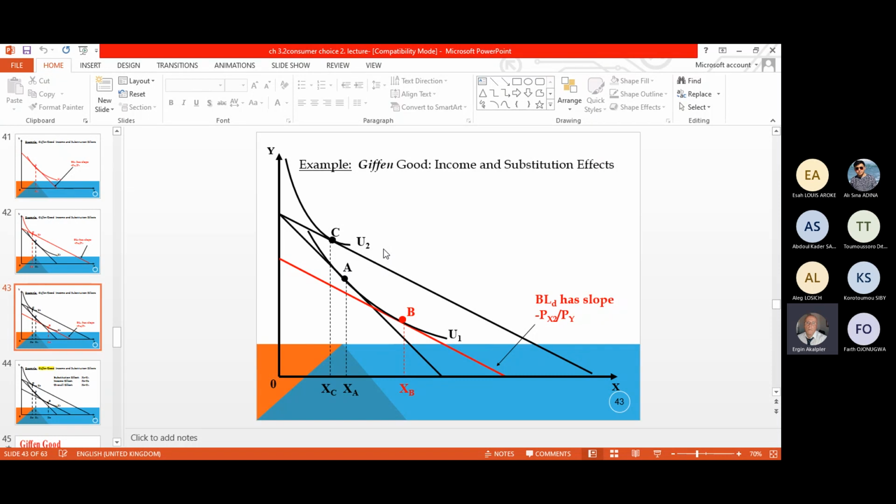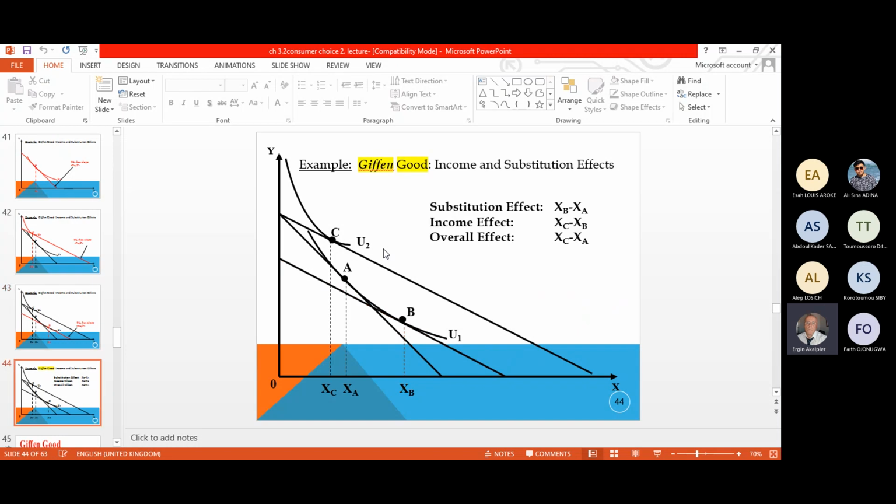This is actually called the Giffen paradox, because of the Giffen goods. The substitution effect is XP, XA. As you see, XP, XA is considerably higher. And the income effect is XC minus XP, which goes back to the negative side. And then the overall effect, XC, XA, is again negative because it is reduced. It moves back to the initial position, going to the other backward position.